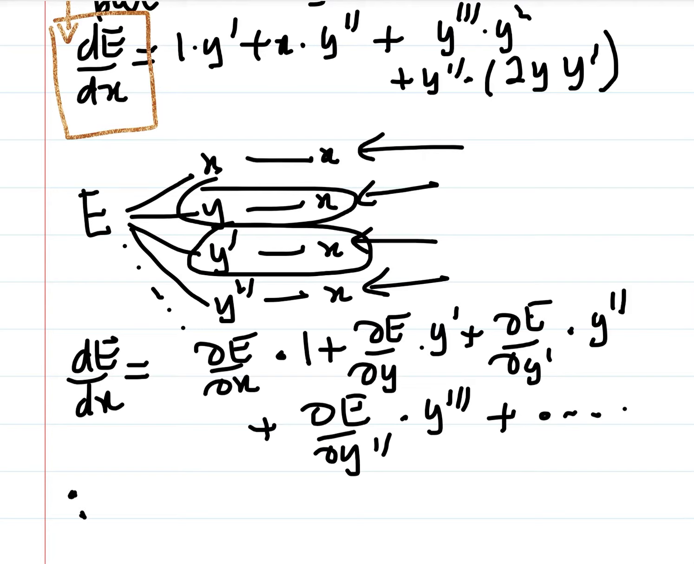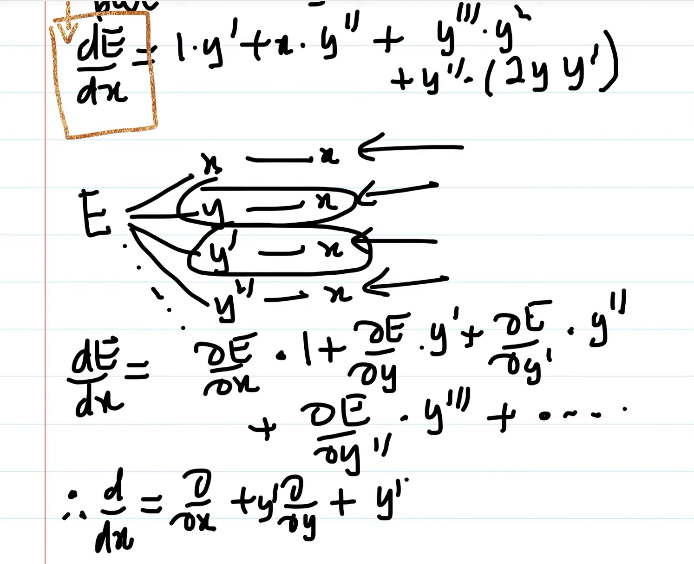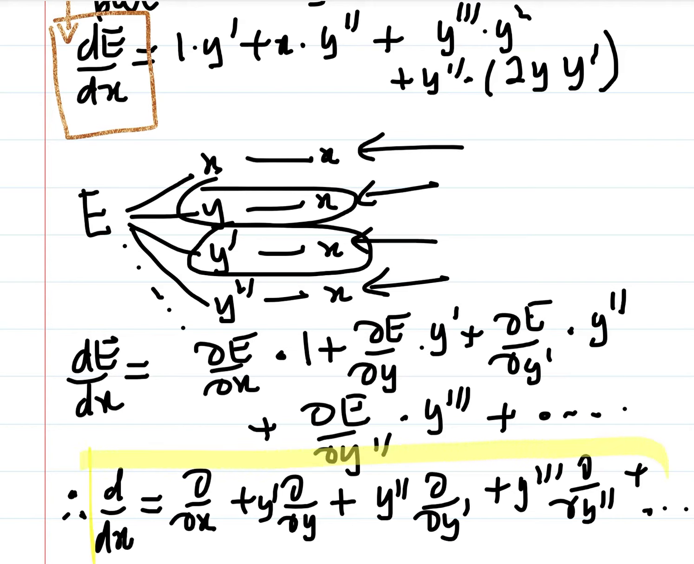So that therefore, if we drop the e, the total derivative operator is the infinite operator: partial d by dx, plus y dashed d by dy, plus y double dashed d by dy dashed, plus y triple dashed d by dy double dashed, and that goes on infinitely far. When it operates on a specific function, it becomes finite. This is what we define as the total derivative operator.